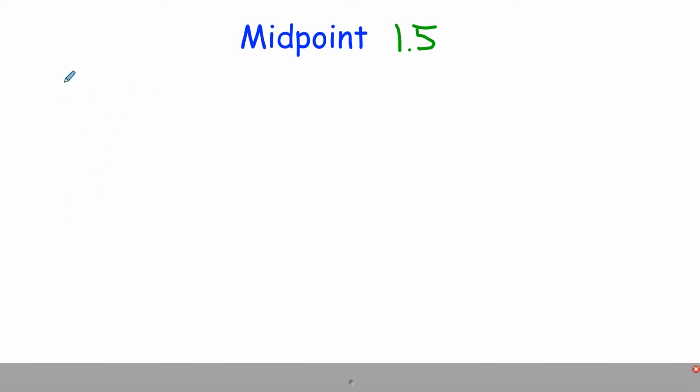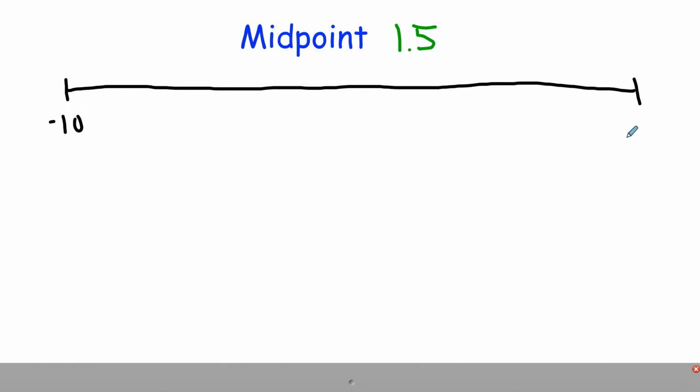Let's say we had a number line, and let's just say that this number line went from -10 to 10. And then 0 was here in the middle. And maybe -5 is here, and 5 is here. And then we've got 1, 2, 3, 4, 5, -1, -2, -3, -4, -5, so on and so forth.